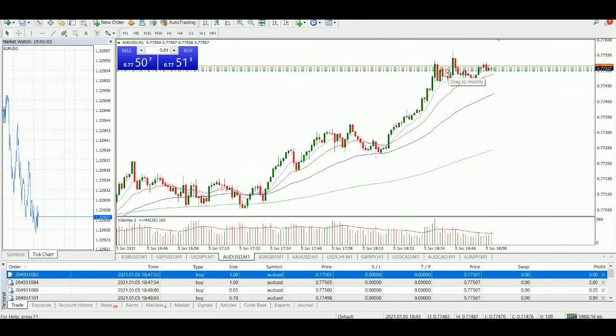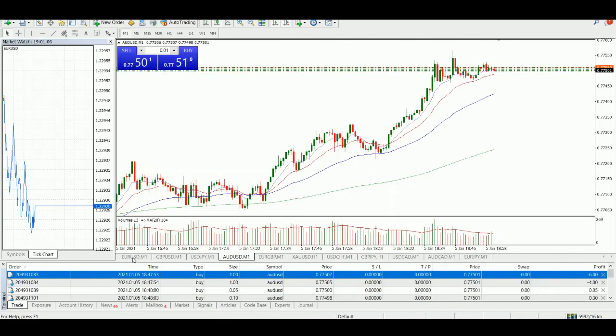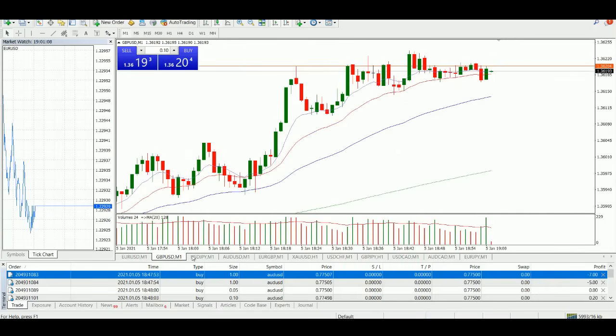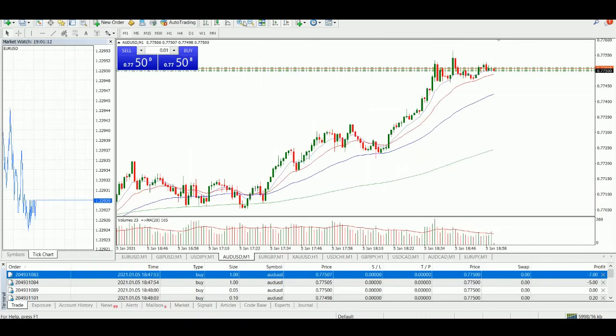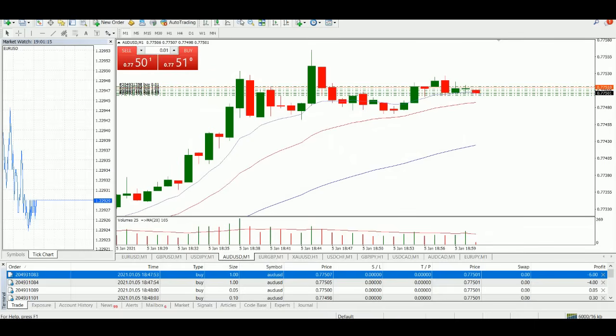So the market has retraced very well on AUD dollar, and now it should be going up further and further after this big retracement. And as you can see, the first support area is getting closer to my orders, and now it will be above my orders.